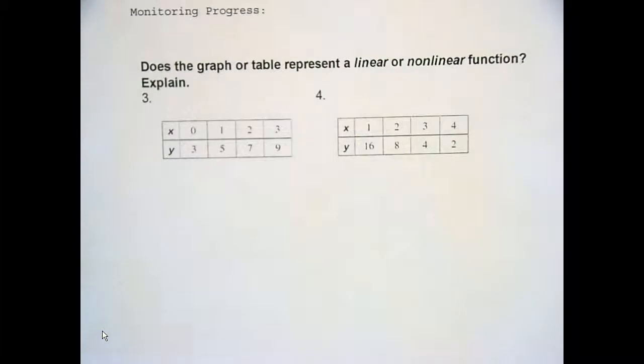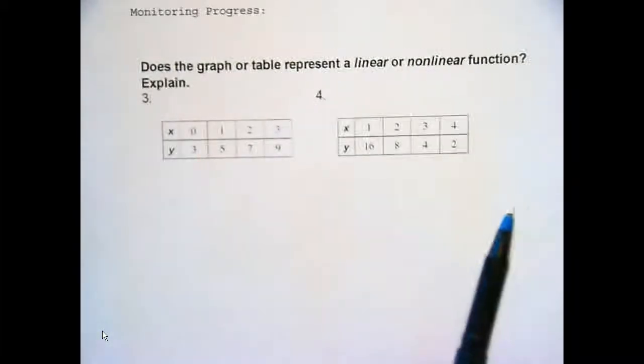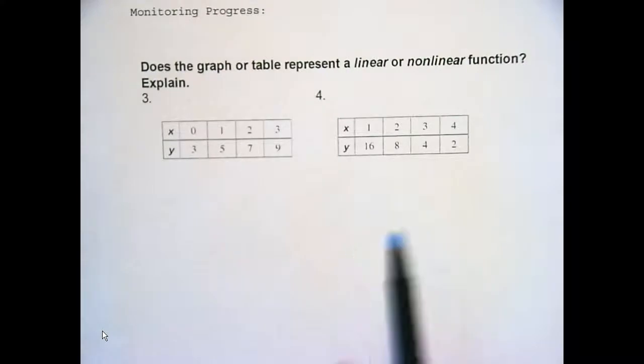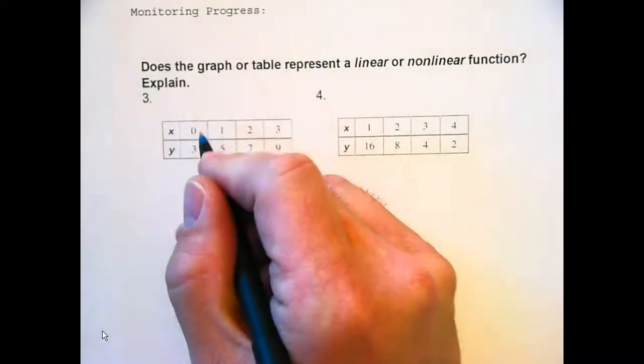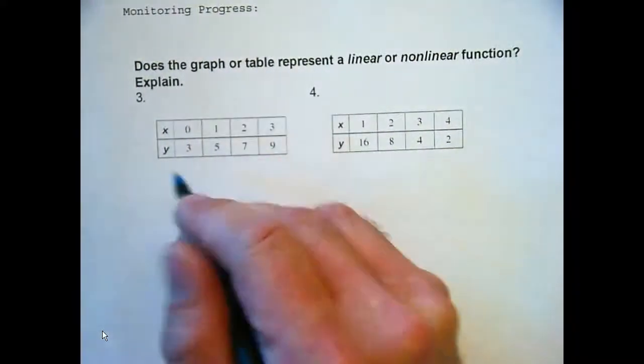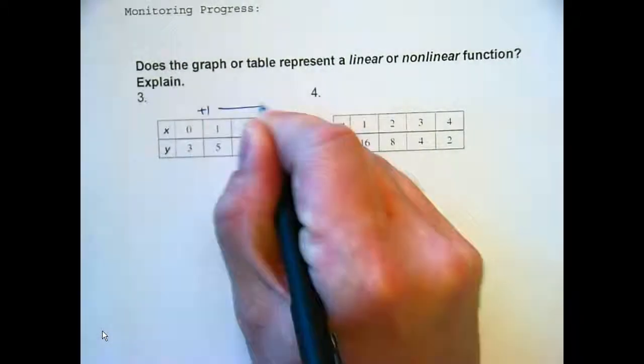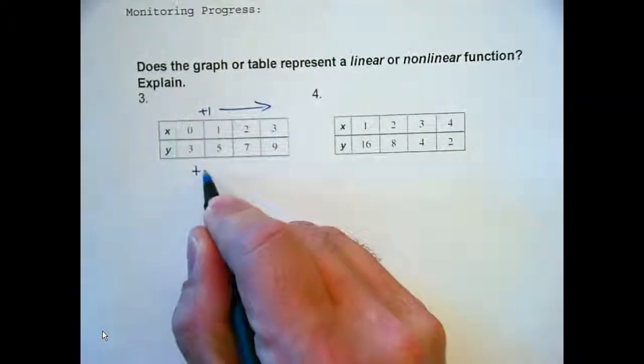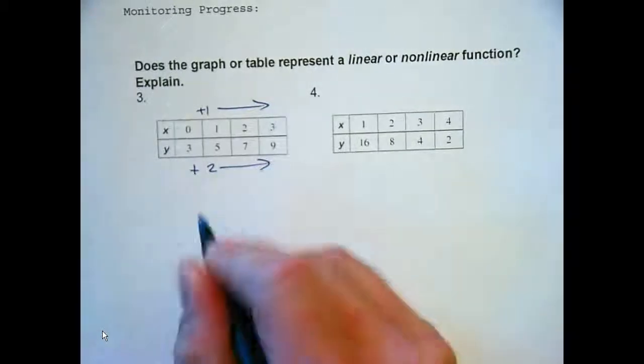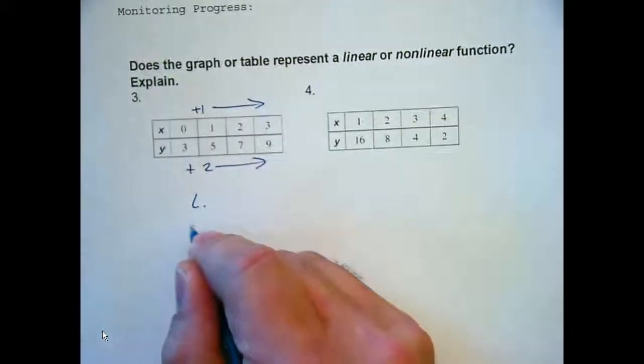All right, here we go. Okay, linear, nonlinear. Linear plus 1 all the way down, right? And then plus 2. Okay, linear because constant rate of change.